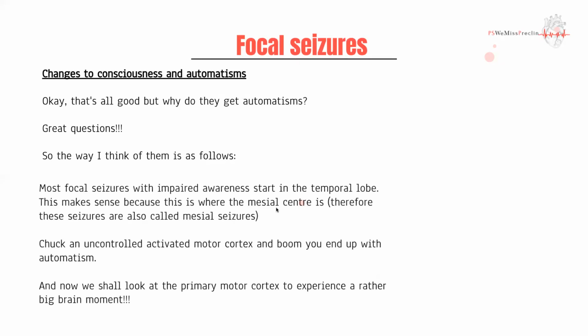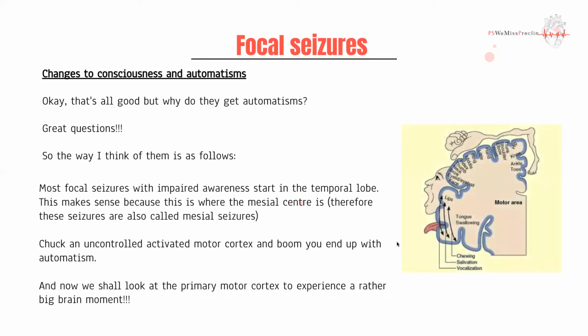So the way I like to think of them is, we already talked about focal seizures with impaired awareness starting in the temporal lobe. Why? Because this is where the mesial center is, right? And for this reason, a lot of these seizures are also called mesial seizures. Now, in addition to the uncontrolled electric activity affecting the mesial center, if it goes slightly ahead and affects the motor cortex, then you end up with an automatism. And that should make sense looking at this diagram, right?